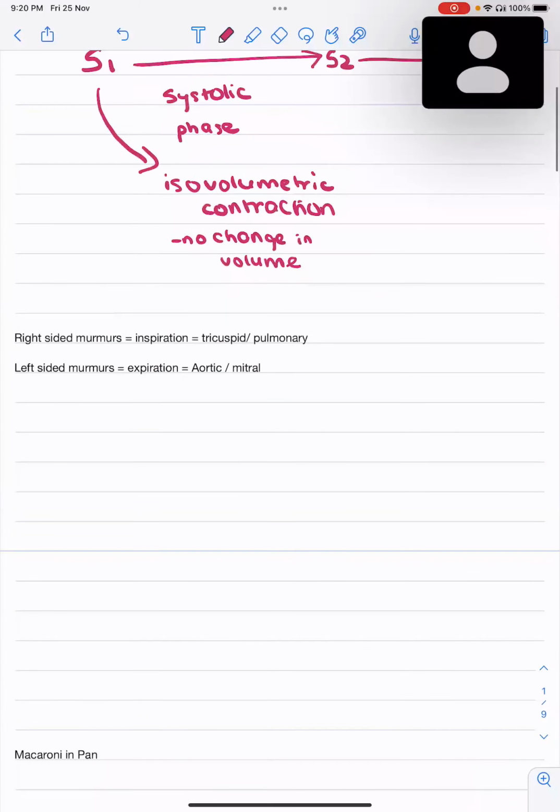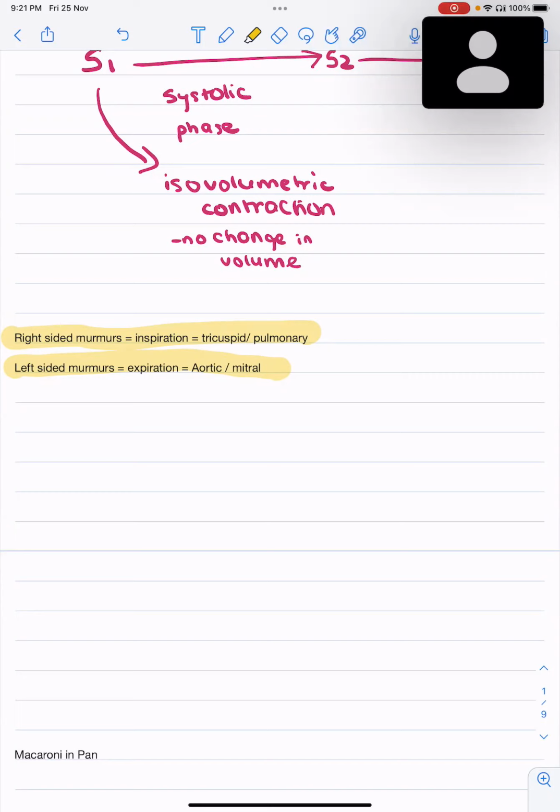Coming to this now, this is another important line which you guys need to remember. This is right-sided murmurs and left-sided murmurs. Guys, write this down. There are right-sided murmurs, which are tricuspid and pulmonary, and there are left-sided murmurs, which are aortic and mitral. So these are the left-sided murmurs and the others are the right-sided.